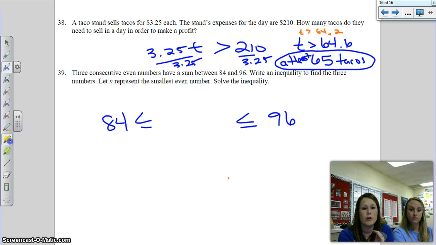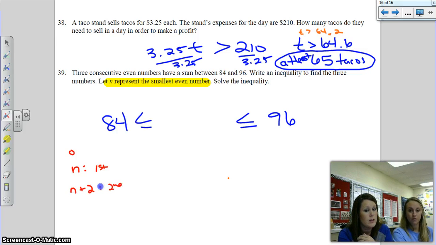Let n represent the smallest even number. This is important, friends. So I'm going to write this down here: n is the first number. Okay, now if it's even, I am going to add a number to get to the next one. So let's say this was 0. How would I get to the second number? Well, I would add 2 to it. So the second number is n plus 2. Consecutive means in order. So our third number, I can't just add 2 again. I've got to add 4.